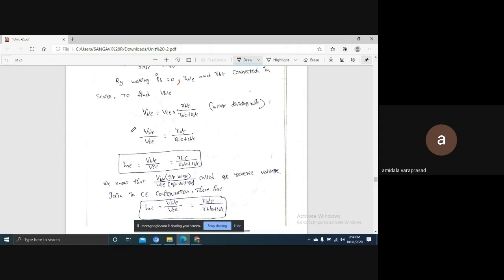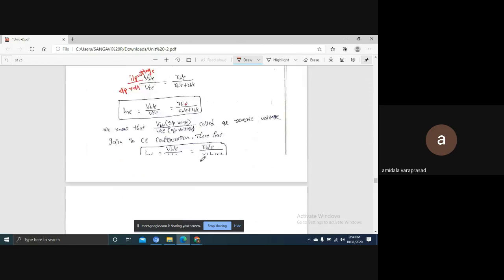From this VCE, this side is the input voltage, divided by the output voltage. Then it is called the reverse voltage gain. HRE is equal to VB'E by VCE, then RB'E by RB'E plus RB'C.